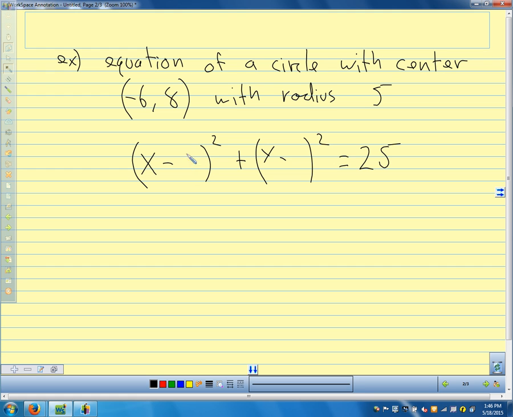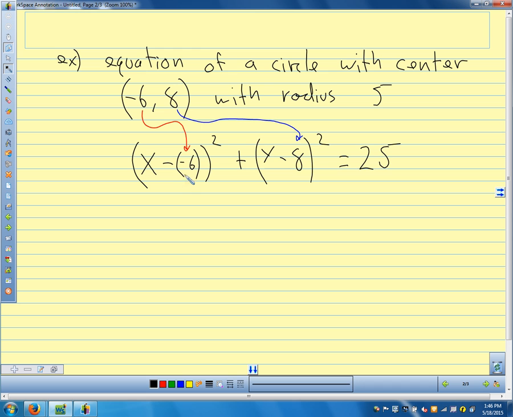The number I put in here is the x coordinate of the center, and the number I put in there is the y coordinate. So I just take this number, put it there, take that number, and put it there. If you wrote this as your answer, you'd be fine. You don't have to square anything out. You don't have to solve anything. When it says find the equation, just write this out.